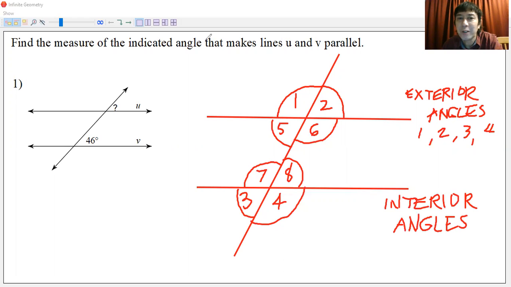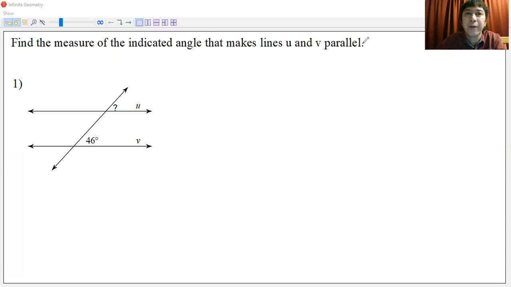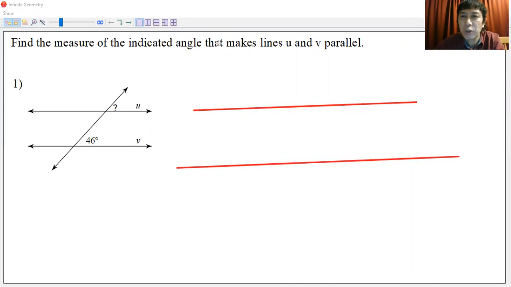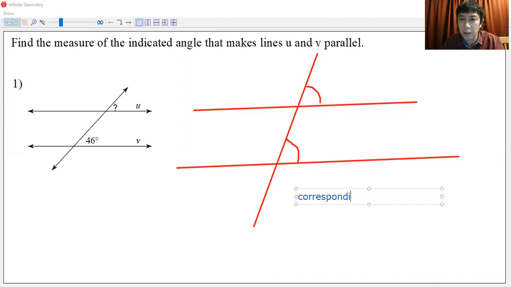All right, we're going to study the configurations or angle pairs first. For an introduction, let's have the two lines again, with a transversal. This particular angle pair, one exterior and one interior on the same side of the transversal, is called a corresponding angle pair.